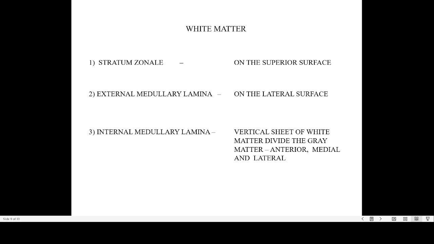And what is the white matter? The white matter is stratum zonale on the superior surface, and external medullary lamina on the lateral surface. The internal medullary lamina, that is the vertical sheet of white matter, divides the grey matter into 3 parts: anterior, medial and lateral.